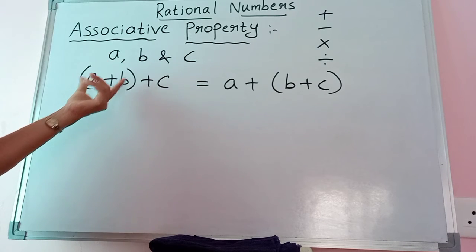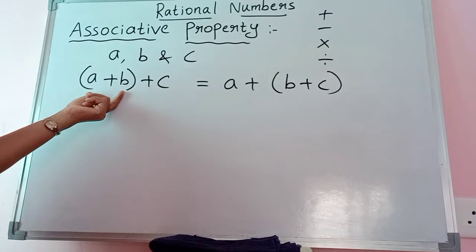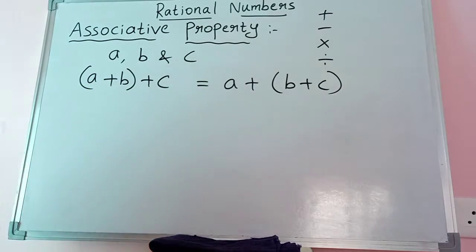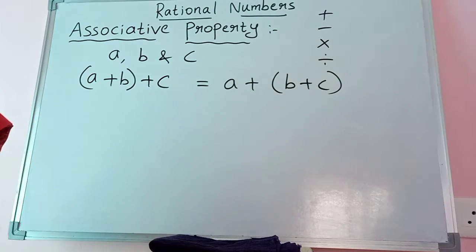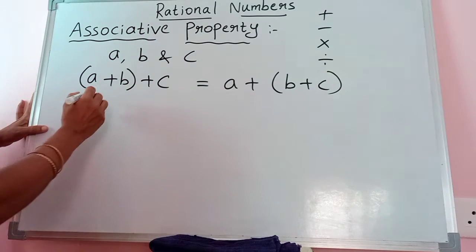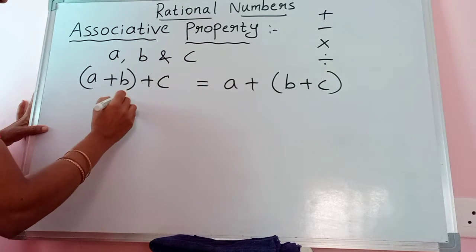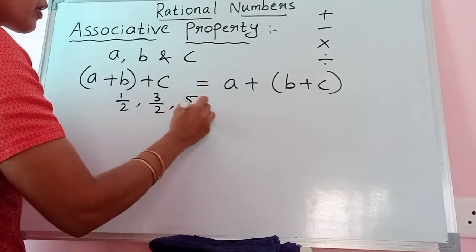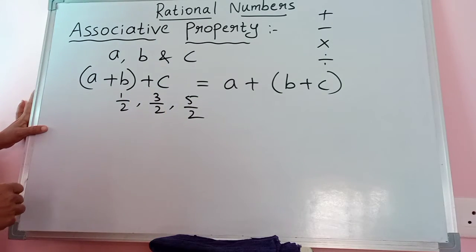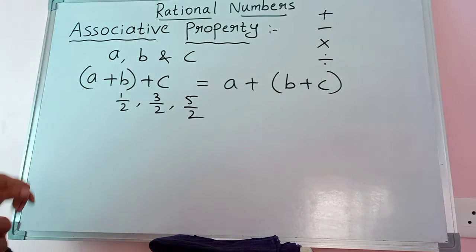First I am adding a and b, and to that sum I am adding c. Here, first I am adding b and c, and to that answer I am adding a. Then also I will get the same answer. Okay, let's check this by taking one example. Instead of a, b and c, I am taking 1/2, 3/2, 5/2. These are the three rational numbers I am considering.